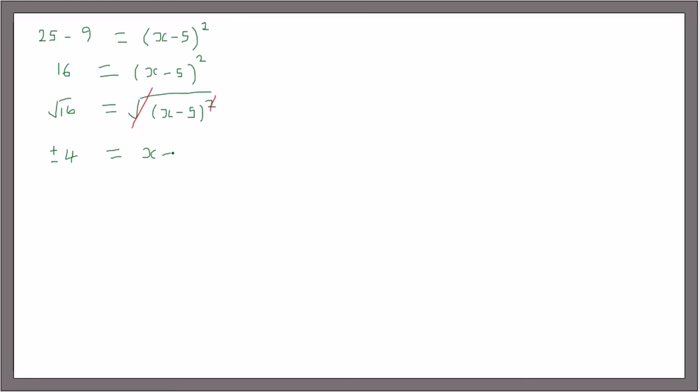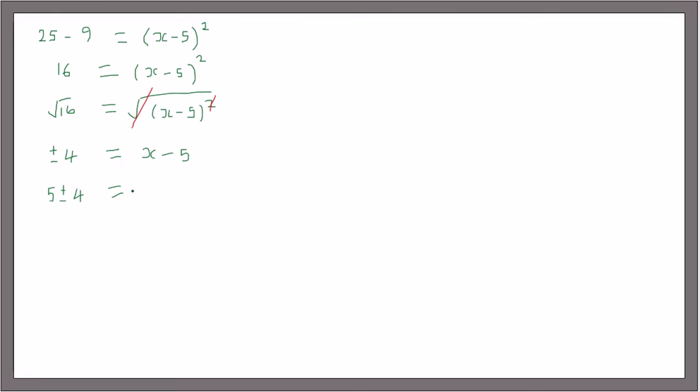Okay, so I'll carry the 5. It is easier to carry the 5 to the left. So when it crosses the equal sign, it changes to positive, so I'll have 5 this side, plus or minus a 4, which is equal to x.